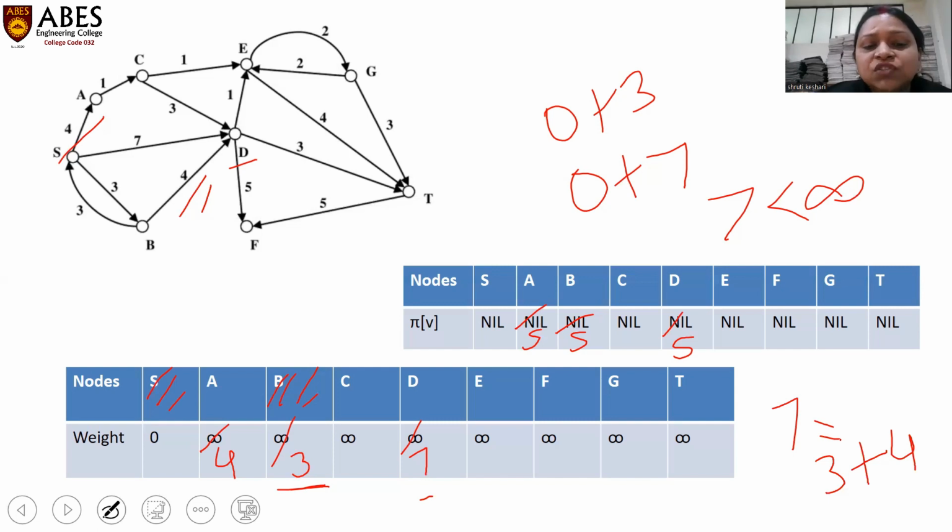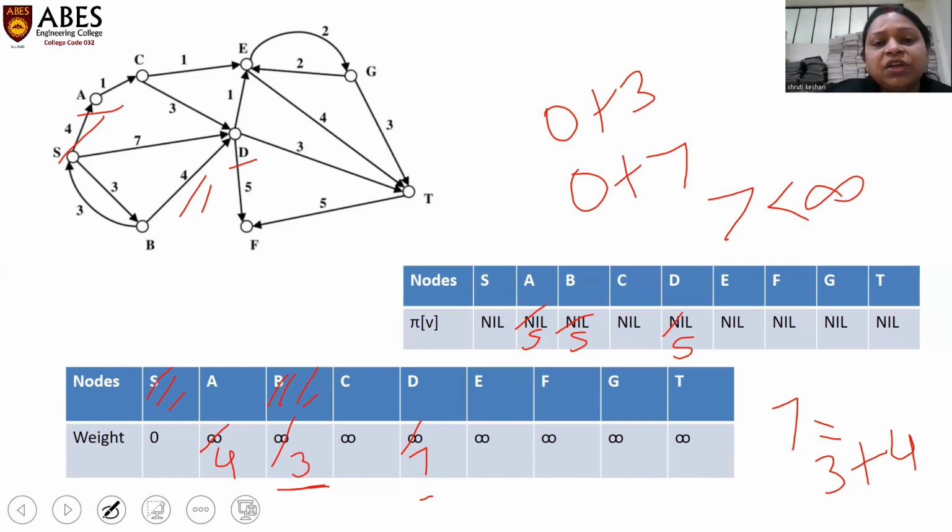Now which one is the least value? 4 and 7. In between 4 and 7, 4 is the minimum value. You can say A is containing the lowest value. Now check the A value. A vertex is containing only one edge which starts from A and going for the C vertex.